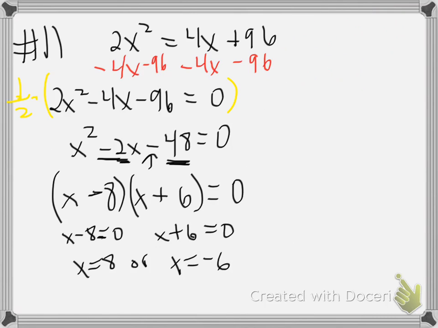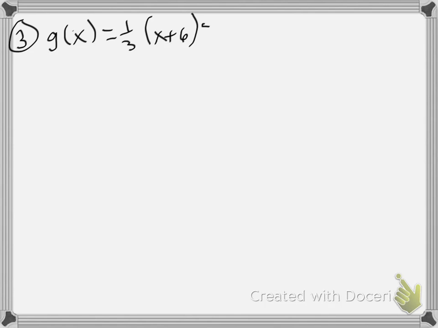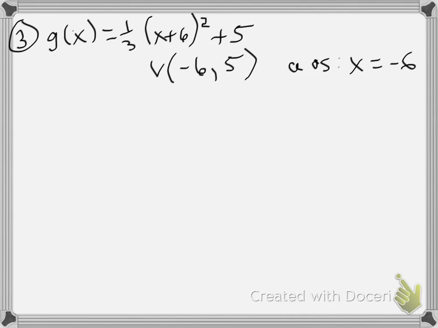Okay, and then the third one, number 3. They gave us g of x equals 1/3 times (x plus 6) squared plus 5. So we already know the x, so the vertex is negative 6, 5. So the axis of symmetry is x equals negative 6. And there we go. So I'm going to stop after the first three. I'll just upload this one.